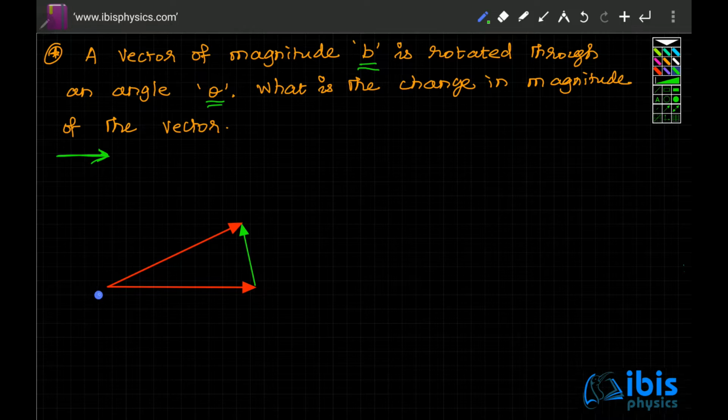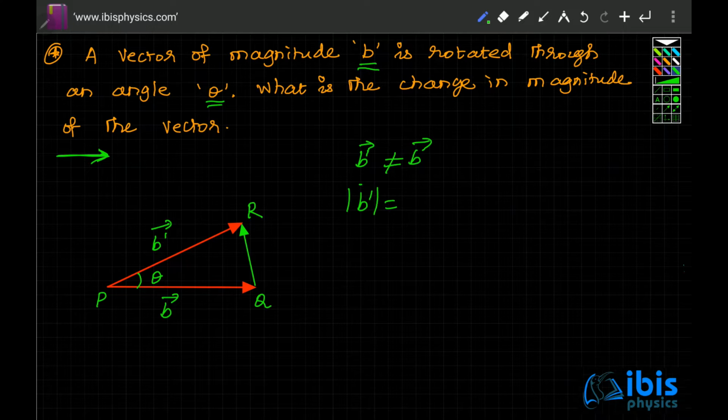Let us call this as p, this as q, this as r. So this is our b vector and this is a new vector, because once it is rotated through an angle theta, the direction has changed. This is no longer the b vector. Let us call it b prime vector. But the only thing is, b prime vector is not equal to b vector because direction has changed. But because it is the same vector, it is just rotated, the magnitude hasn't changed. So b prime vector's magnitude is equal to b vector's magnitude, which is nothing but b prime is equal to b.